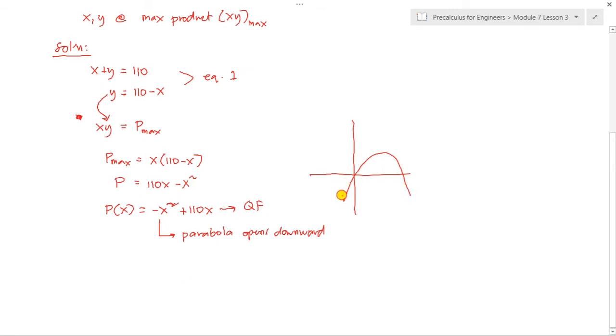So since our goal is to have a maximum product, therefore we're talking about the vertex of this parabola. So that is where the p max is, because the graph is in terms of the product and the first real number x. So our concern is the vertex in order to solve for the p max.